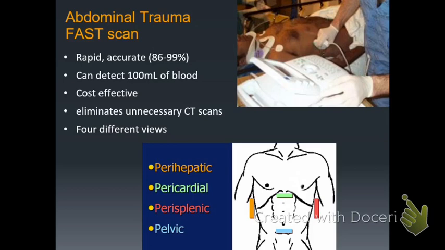This one's just another screen on fast scanner because there might be a question on fast scanning. But basically, this is probably the ideal for identifying abdominal trauma. So if you do a fast scan and there is blood in the abdomen, they will be going straight to surgery for an exploratory laparotomy to figure out what's going on. So there's that.